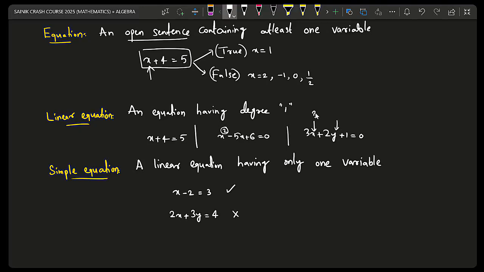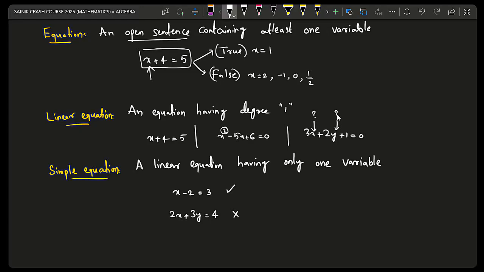If there is no power, which power is understood? 1, right? Yes, sir. If there is no power on 5, y, what is understood? 1, sir. That means in this equation, the power of the variable is not greater than 1. Maximum it is having only 1, right? Yes, sir. Maximum power is 1. That means it is a linear equation. Is it clear? Okay, sir.